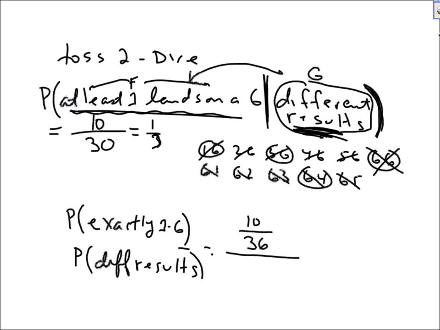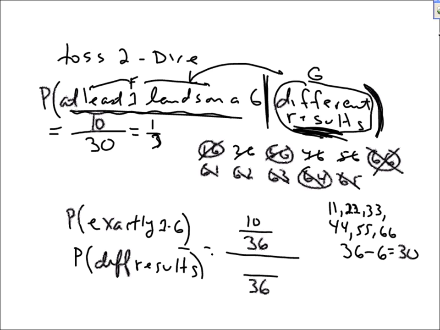Now, you want different results. Well, there are 36 results. How many of them are different? Well, of the 36, let's remove the ones that aren't different. 1, 1, 2, 2, 3, 3, 4, 4, 5, 5, 6, 6. Those are 6. There are 36 results. 6 of them are not different, leaving 30 left over. The remaining 30 are all different.